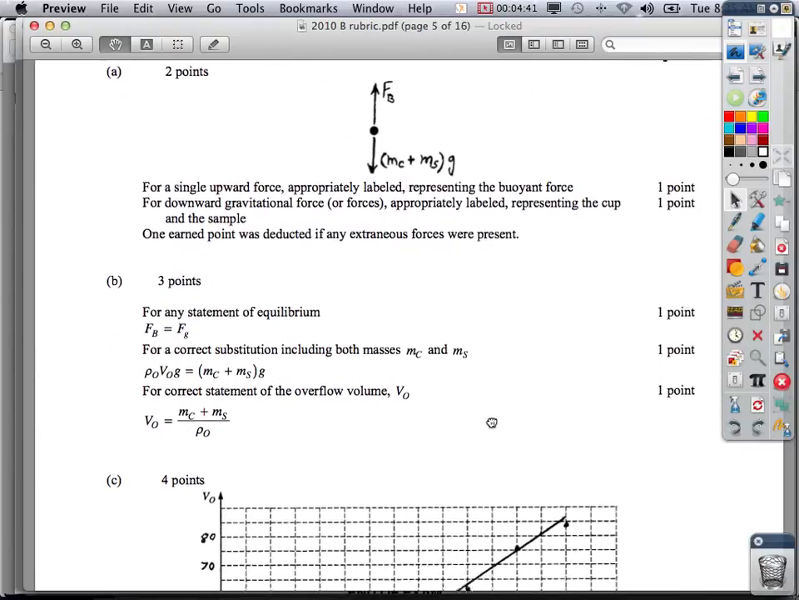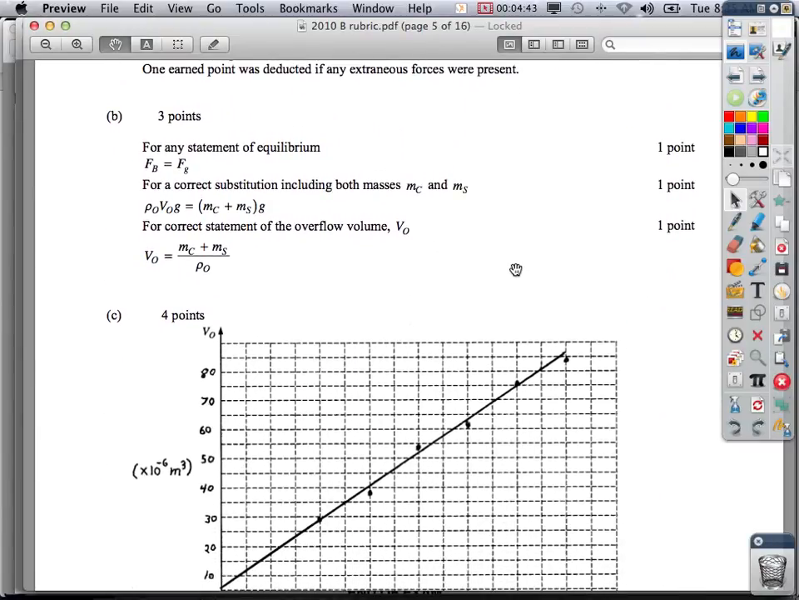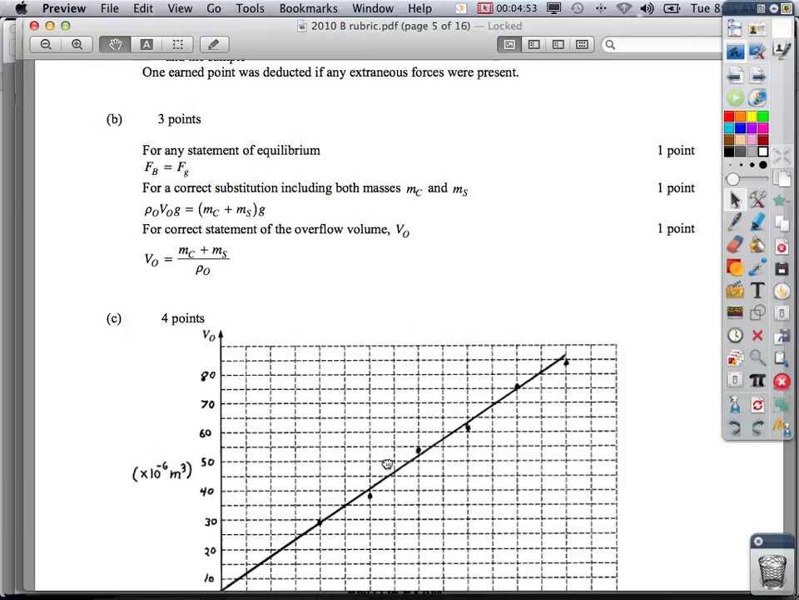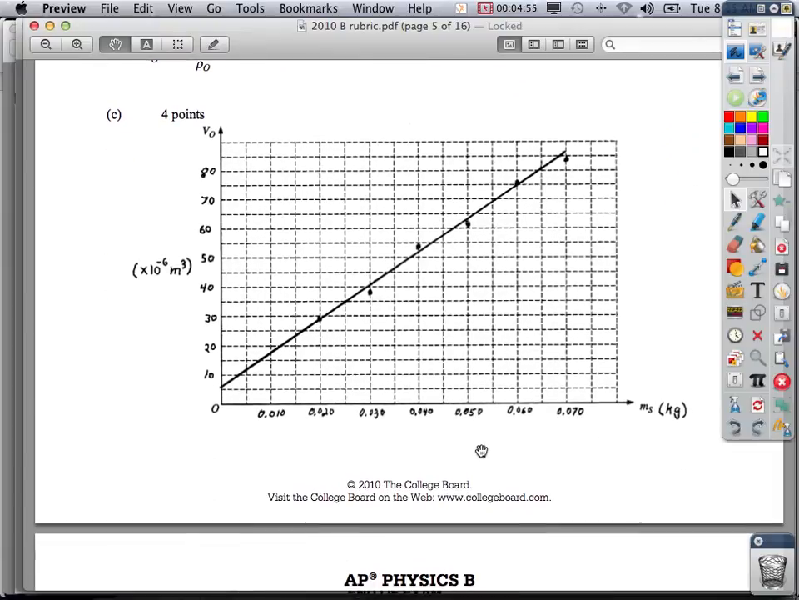Okay, we were right about that, so that's fine. For part 3, F_B is this. So, using the definition of buoyant force and solving for the volume, and then here, just graphing it out with a best fit line, pretty straightforward.